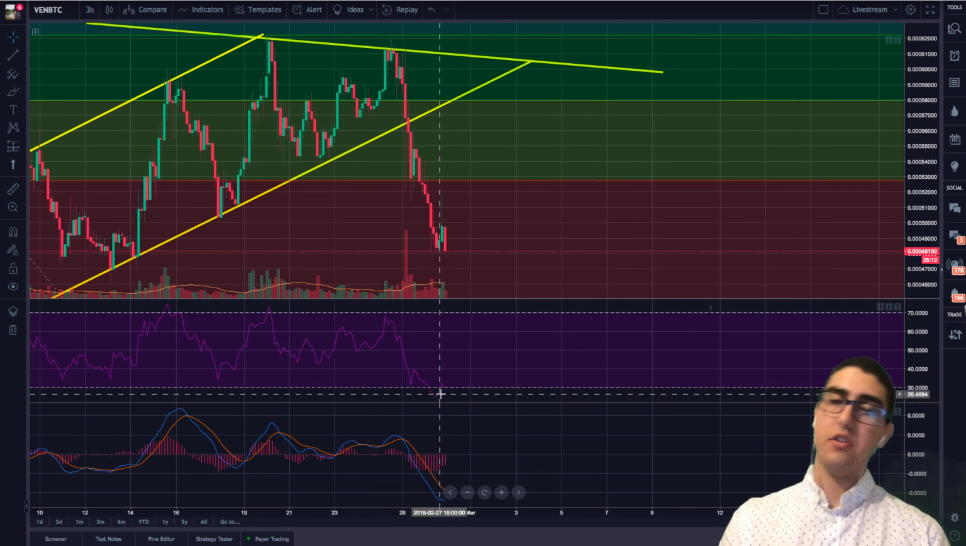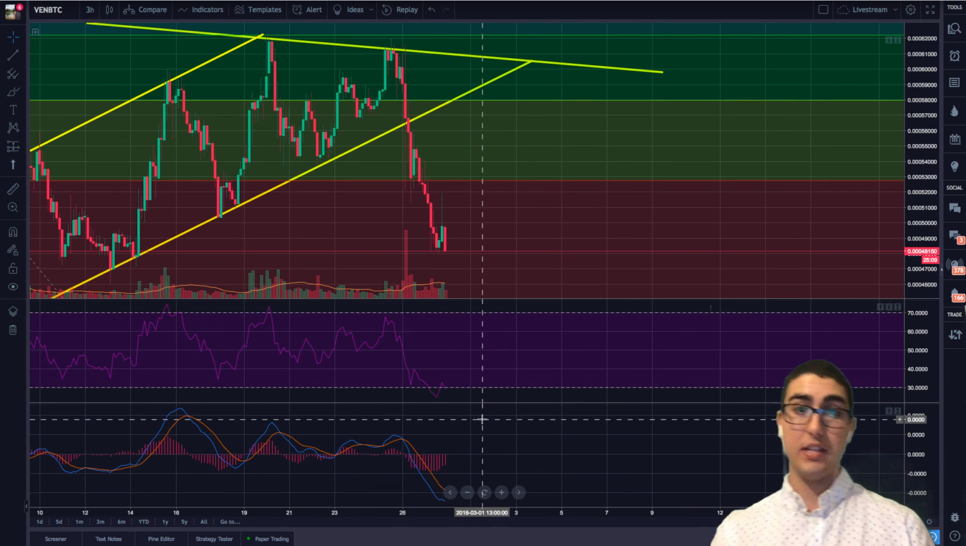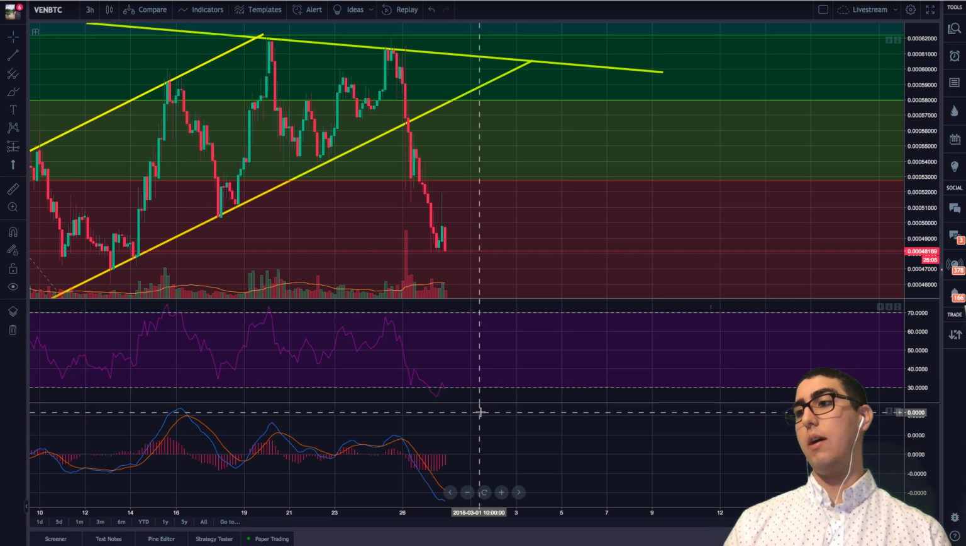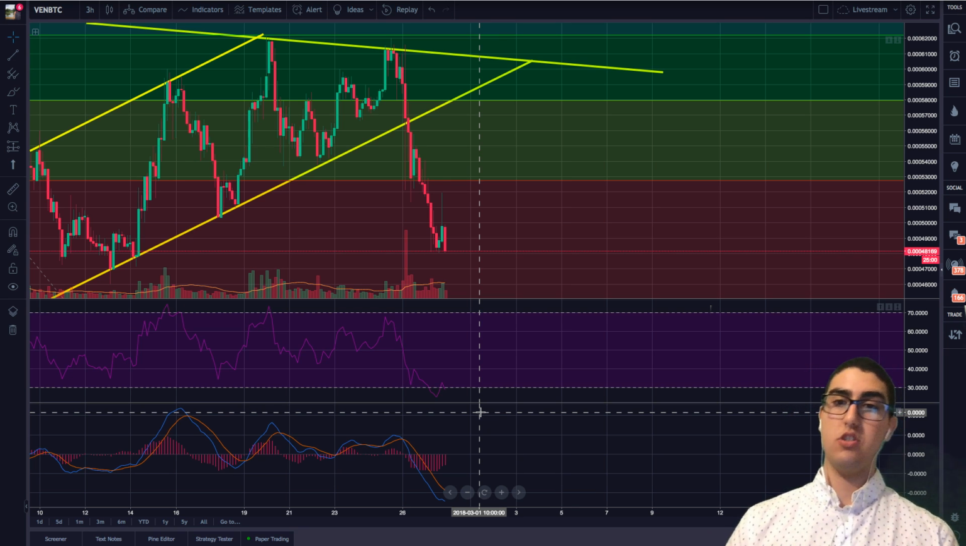You can see it went under 30 once. Looks like it's about to go under 30 once again. And if that double bottom can confirm, then we could potentially say that this could be a good point to really get your position into VeChain.